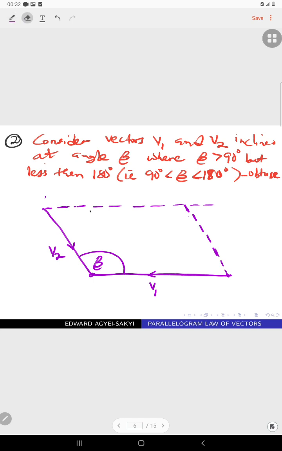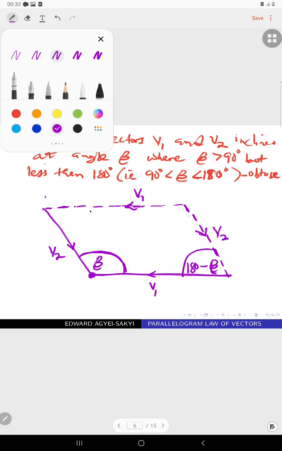Okay. Don't forget they are parallel, so you must indicate it. V1, this one is going down, V2. Then of course this angle and this angle are supplementary. They add up to 180. So here will be 180 minus what? Beta. Then according to the parallelogram law, what will be the resultant vector?